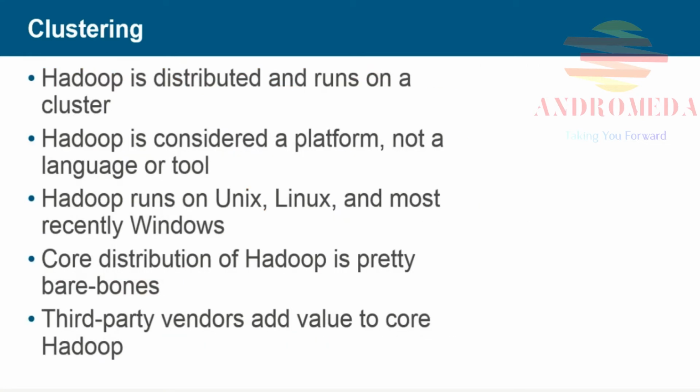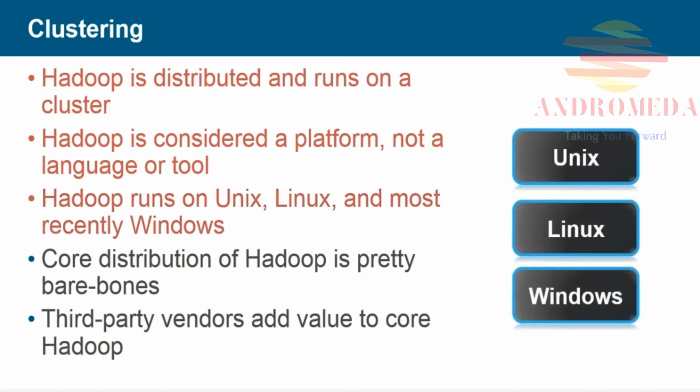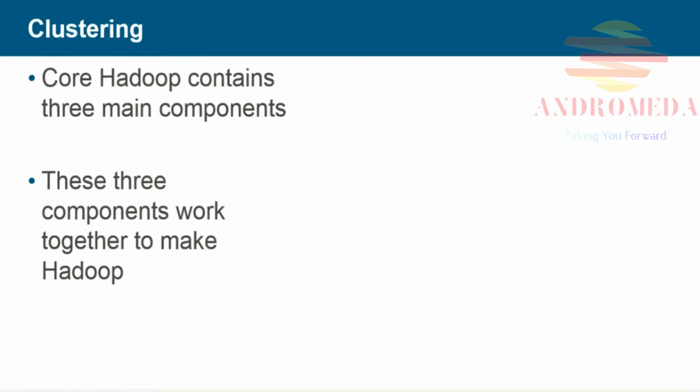Hadoop is distributed and runs on a cluster. For this reason, Hadoop is considered a platform and not a language or a tool. And since Hadoop is engineered to run on top of Unix, Linux, and most recently Windows, it's not considered an operating system either. Actually, at its core, Apache Hadoop is pretty bare bones. This makes third-party distributions like Cloudera so important. Cloudera incorporates Hadoop into a family of product offerings.